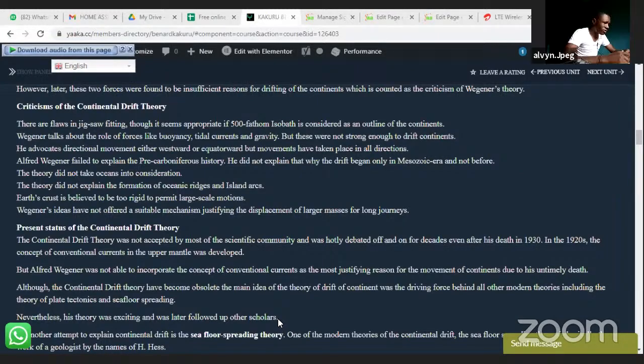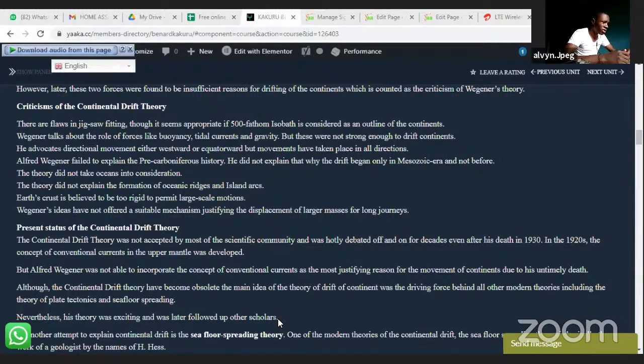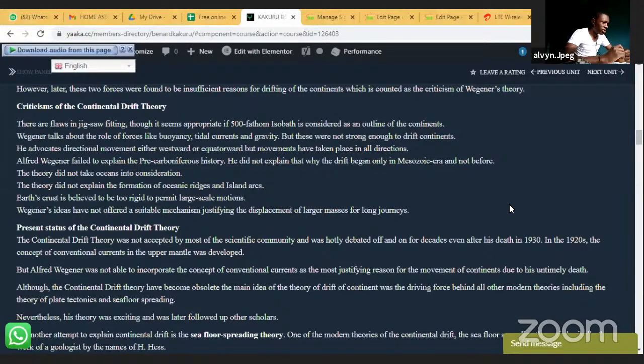Wegener talks about the role of forces like buoyancy, tidal currents, and gravity, but these were not strong enough to drift continents. He advocates directional movement either westward or equatorward, but movements have taken place in all directions. Alfred Wegener failed to explain the pre-Carboniferous history. He did not explain why the drift began in the Mesozoic era and not before.